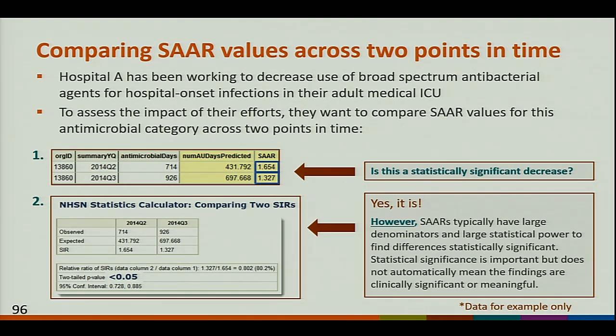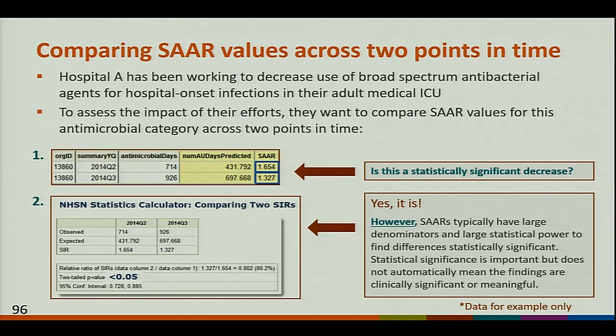1.327 in quarter 3. The team wants to know if this is a statistically significant decrease, so they use the NHSN statistics calculator for comparing 2 SIRs, which can be used for SIRs or SAARs, as they are both observed to predicted ratios. The team inputs both their observed and expected values for the 2 time periods, and the statistics calculator produces the relative ratio of the SAARs. The SAARs are statistically significantly different, as the p-value is less than 0.05, which is the customary cut point to determine statistical significance, and the 95% confidence interval for the relative ratio does not contain 1.